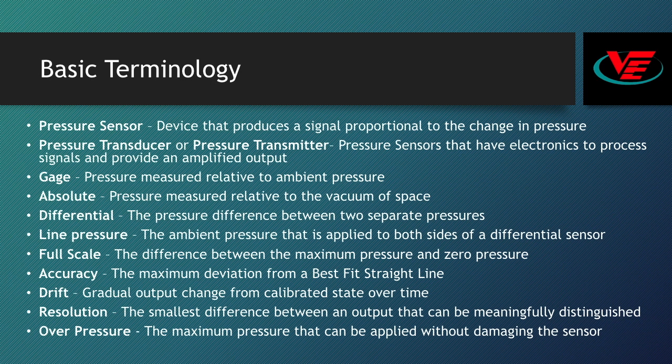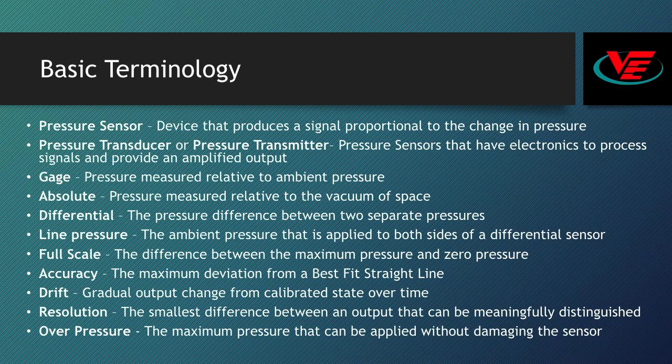Pressure measurement has some terminology that's vital to know if you're looking to measure pressure and need a sensor. First, a pressure sensor is a device that produces a signal proportional to the change in pressure. Now this is often confused with our next term, which is a pressure transducer or pressure transmitter. The main key difference is that a pressure sensor doesn't have electronics to process the signal and provide an amplified output. If you purchase a pressure sensor, you will most likely need to purchase some form of compatible signal conditioning, whereas if you purchase a pressure transducer, it'll be built in.